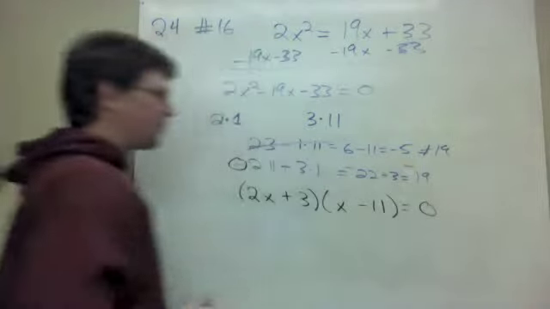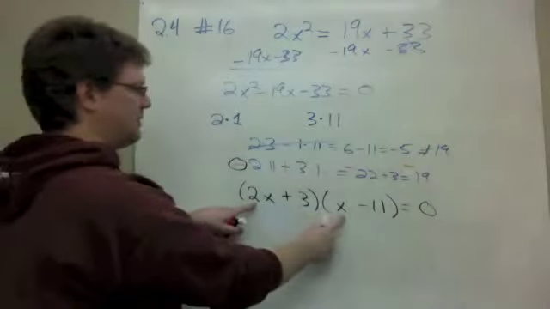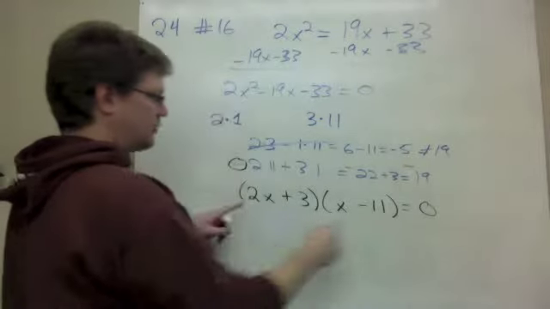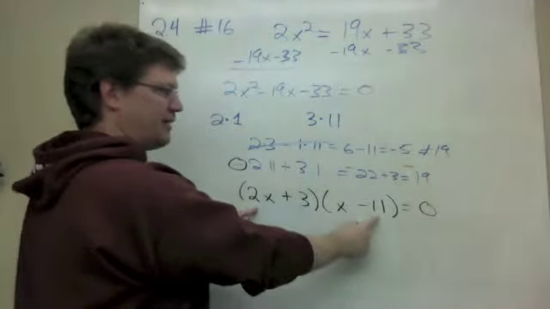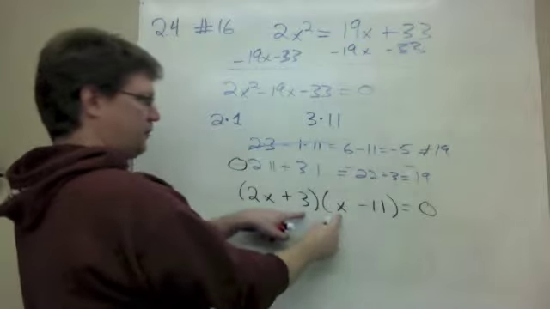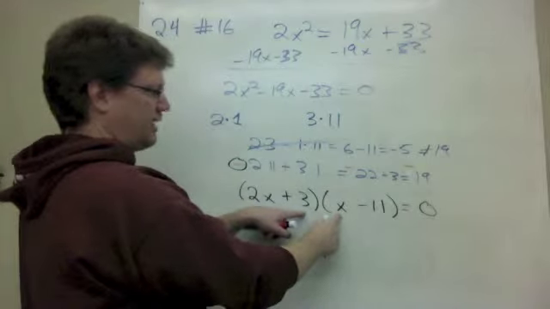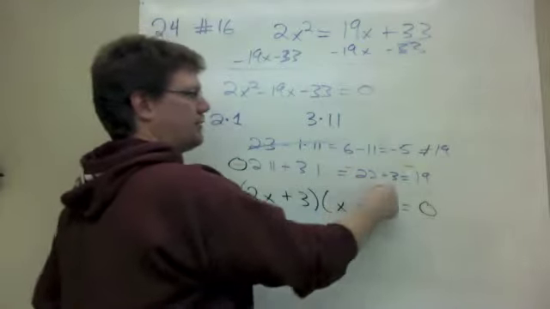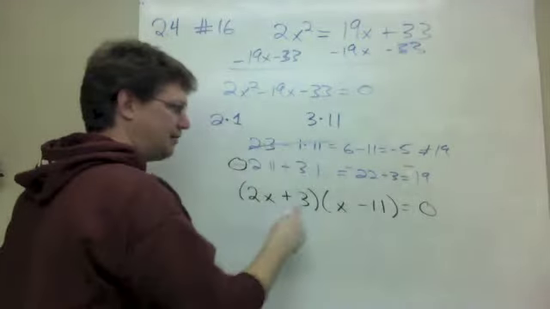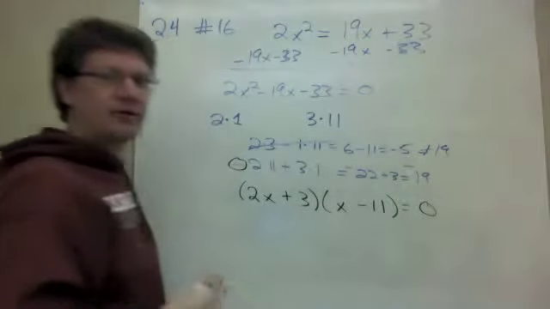Okay. All right, if we want to double check this, 2x times x is a 2x squared. 2 times negative 11 is negative 22. 3 times x is 3x. So we're going to get negative 22 plus 3 is negative 19. 3 times negative 11 is negative 33, and that works out.